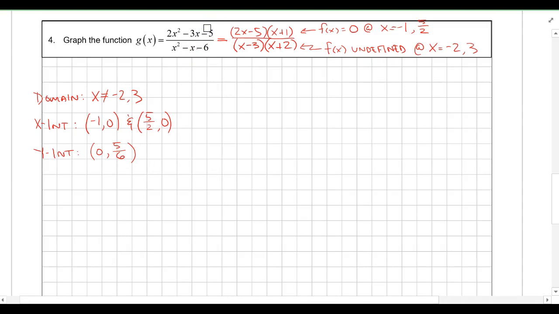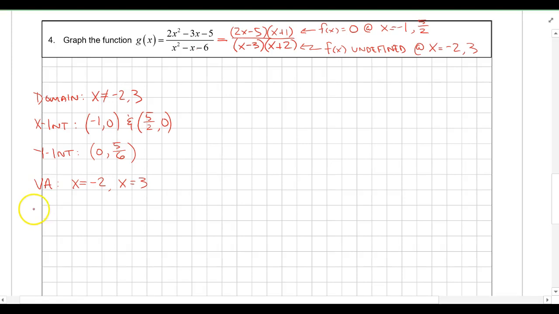Okay, moving on. Let's talk about any vertical asymptotes we have in this function. Vertical asymptotes will occur when my denominator equals 0, as long as that factor doesn't cancel out with one in the numerator. That does not happen, so we'll have a vertical asymptote at x equals -2 and at x equals 3. Those are vertical lines, the equations of vertical lines.